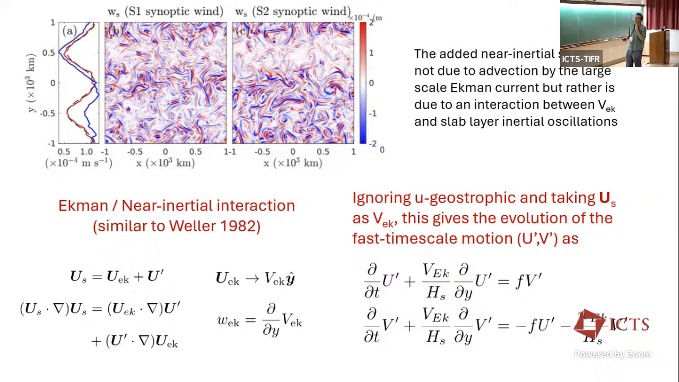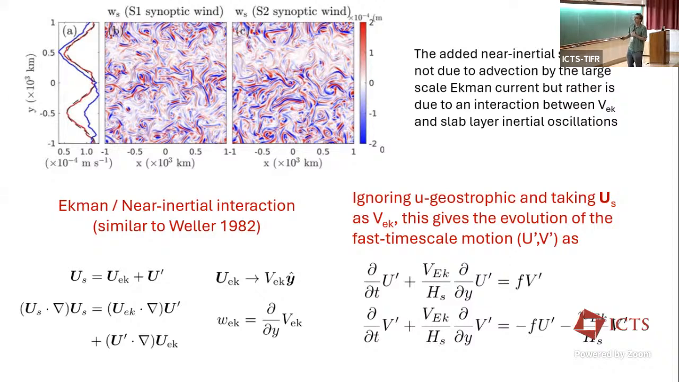Just to simplify, I want to think of my slab layer as an Ekman part and a fast part, denoted with a prime. So my U slab dot grad U slab is going to be a U Ekman dot grad U fast and a U fast dot grad U Ekman. If I simplify a little and say U Ekman is dominated by just the large-scale sinusoid, so just V Ekman times y hat, and my W Ekman is just the y derivative of that, then what do I get?